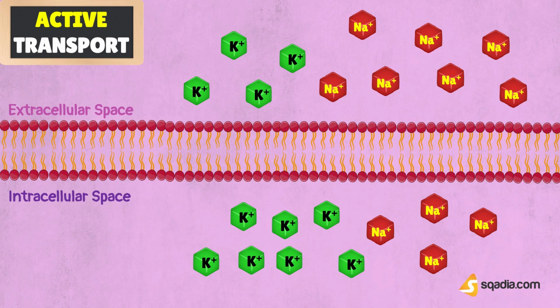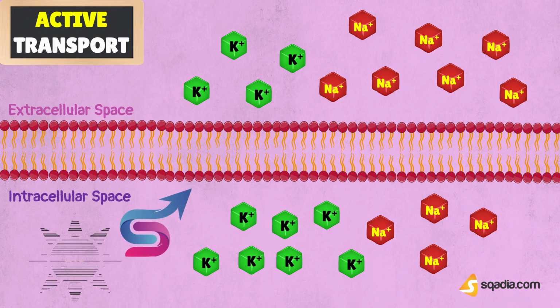Now there must be some energy sources to cause the excess movement of potassium ions to the inside of cells and the excess movement of sodium ions to the outside of cells. Just like we gave an example of an electric motor. Here is where active transport jumps in.